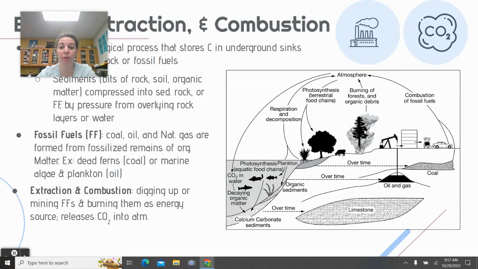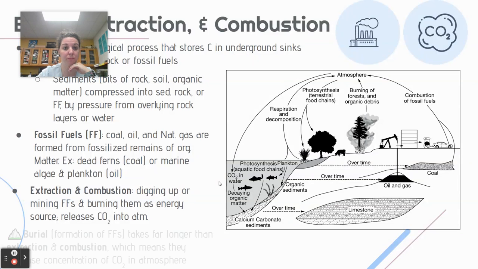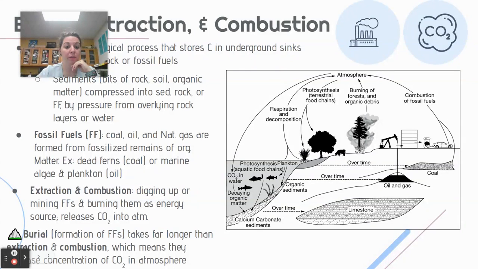Now, this is a really good form of energy for us. It's very efficient. It gives us a lot of energy from just a little bit of material, but it releases lots of carbon dioxide, which causes an imbalance because we're releasing more than we're storing. And that's what I just said. The storage process takes longer than extraction and combustion, so there's an increase in carbon dioxide in the atmosphere.